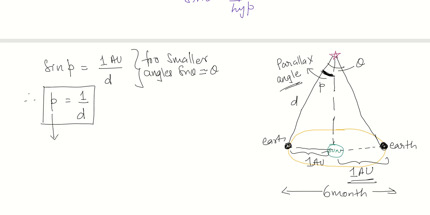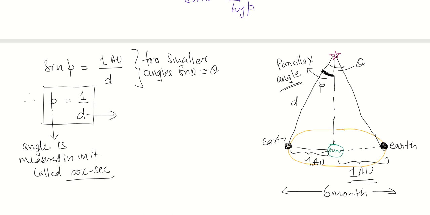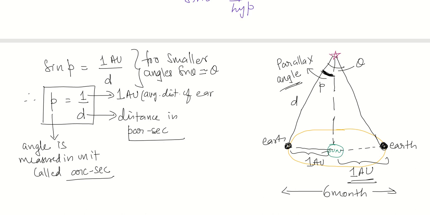This is the angle, and it is measured in a unit called arcsec. Okay, 1 arcsec, and this is the distance in parsec, and this is your 1 astronomical unit, understanding, average distance of Earth.